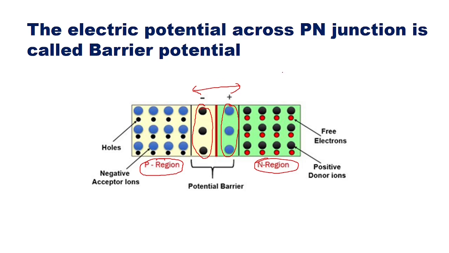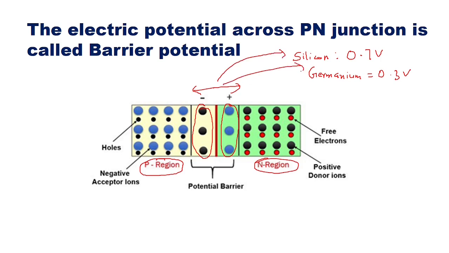So the first parameter we have seen is the semiconducting material. If you see semiconductor material, silicon will have a barrier potential of 0.7 volt, and germanium will have a barrier potential of 0.3 volt. So definitely this electric potential, called the barrier potential, will depend on the type of material, whether it is silicon or germanium. So the first parameter on which the barrier potential depends is the material.